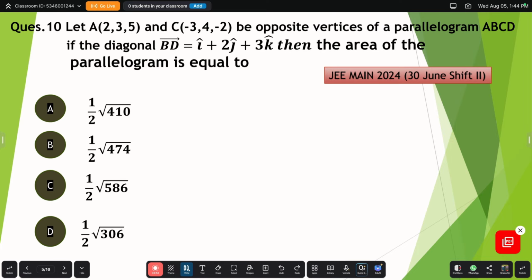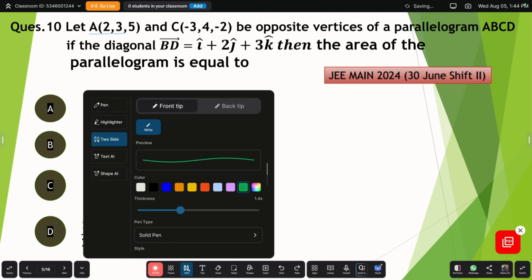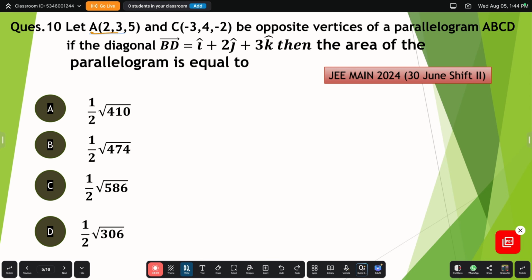This problem: let A(2, 3, 5) and C(-3, 4, -2) be opposite vertices of a parallelogram ABCD. If the diagonal BD vector is given, then the area of the parallelogram is equal to. So whatever is given, try to make a rough diagram. What is given? A and C are opposite vertices, and a parallelogram is there. Suppose if this is A, then this is C, because A and C are opposite.